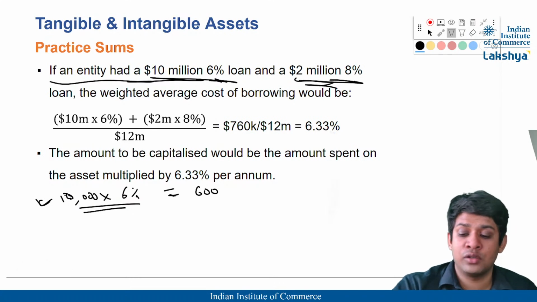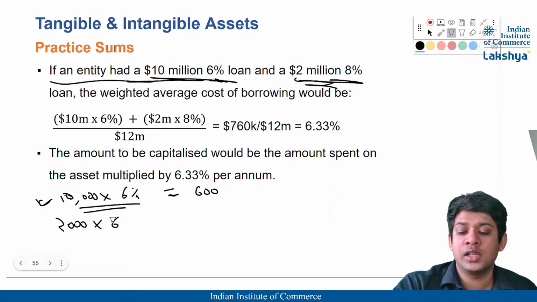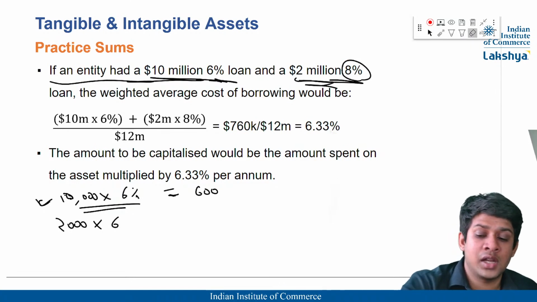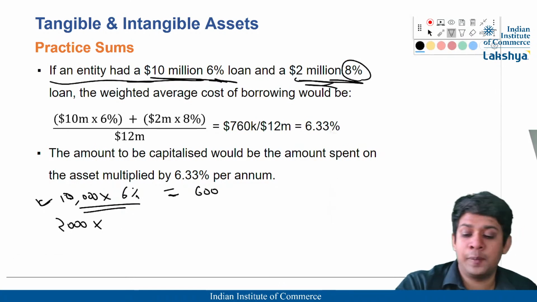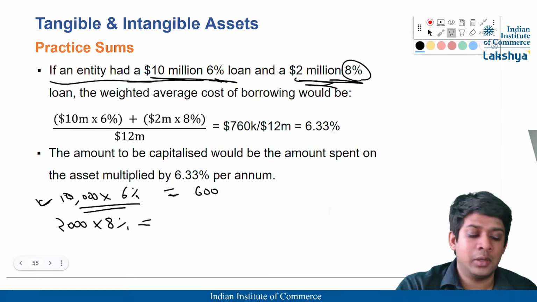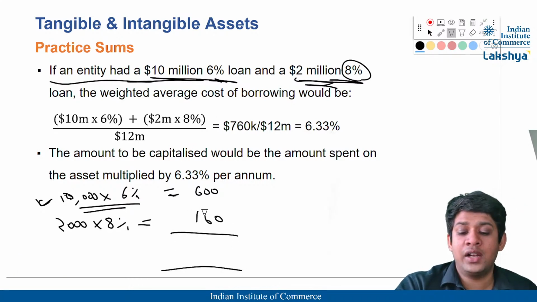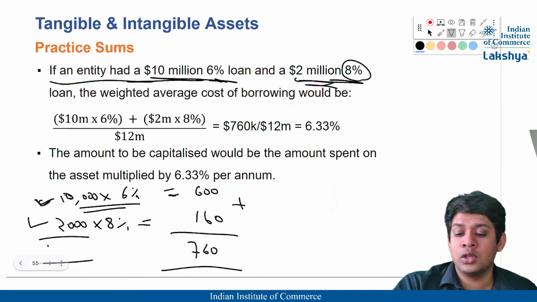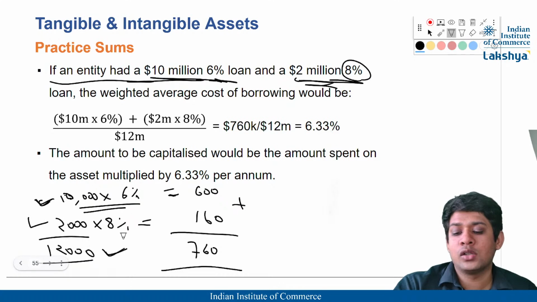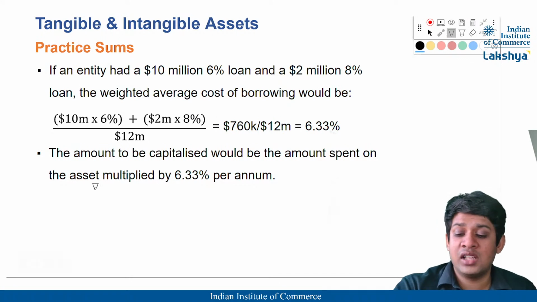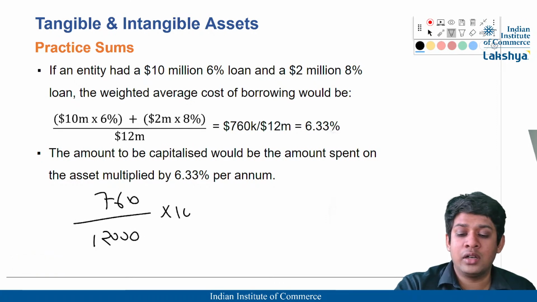I've also taken a second loan, which is of 2 million. So 2,000 into, for the second loan, 8% is the interest, correct? So I'll state here 8%. That will be 2,000 into 8%, which is 160. So the total interest that I'm paying is 600 plus 160, that is 760. And the total loan amount that I have is 10,000 loan plus 2,000 loan, that is 12,000 is the total loan. 12,000 is the total loan that I've taken, 760 is the total interest that I'm paying, right? So 760, which is the interest that I'm paying, divide by 12,000, which is the total loan, into 100%.